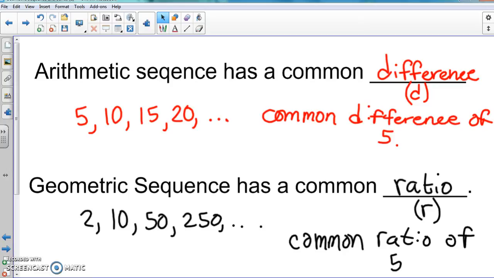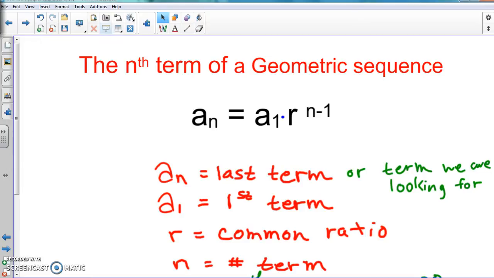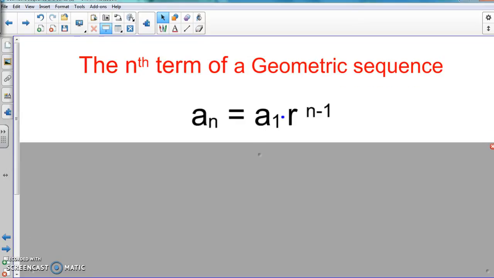Alright, so now let's go more into geometric sequences. And let's go to our formula for it. There we go. So this is our wonderful formula. It's for the nth term of a geometric sequence. So in other words, if we're trying to find the 25th term in that sequence, or the 100th term, we use this formula. And that formula is given to you on the formula sheet you're going to use for the final exam. But here, that's the formula.